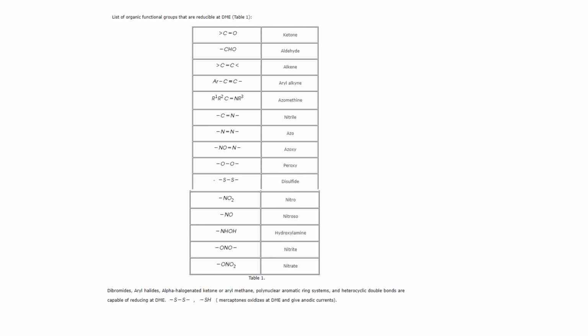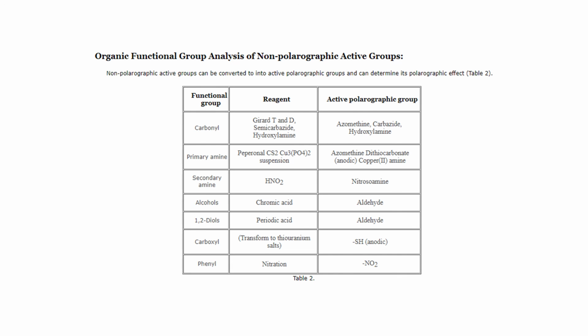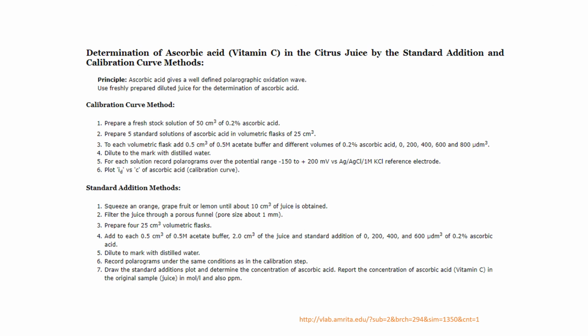These are the organic functional groups that are reducible at the DME, like ketone, aldehyde, alkene. Class, some organic functional groups are not polarography active. They can be converted into polarography active groups, using some reagent, so that they can give polarographic effects and be determined.